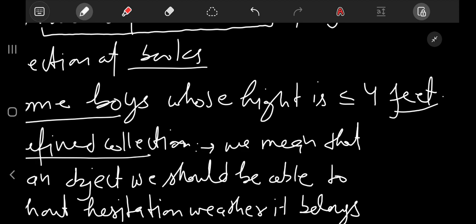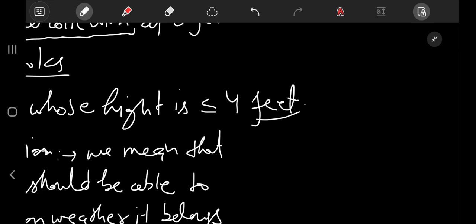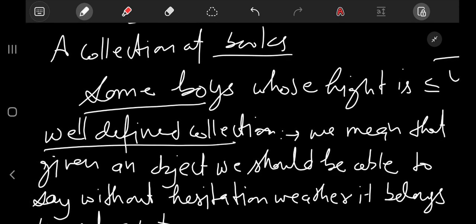We choose a boy from a group of boys randomly, and we measure the height of that boy. We can exclude or include boys from this group of boys. Okay, we are taking the boys here as the object.